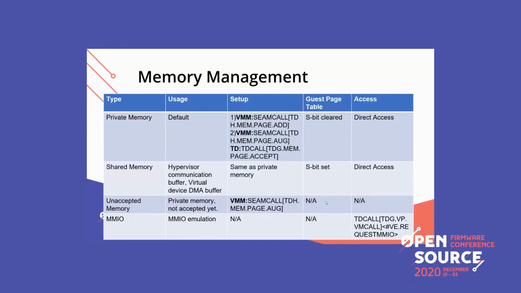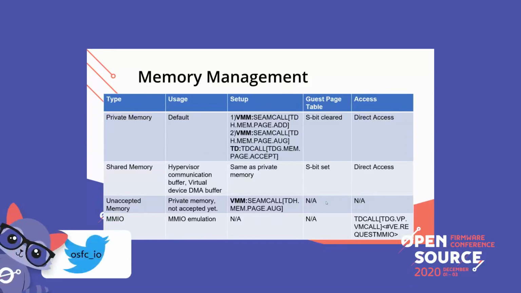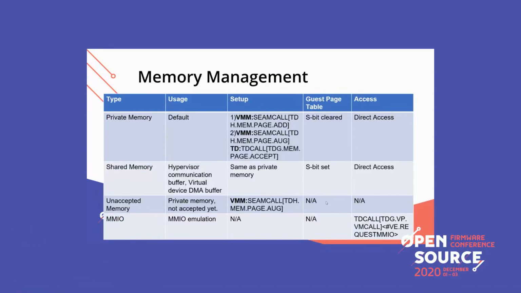There are two ways to create a private memory. The first is that the VMM builds a TD, and the VMM can use a SEAMCALL page add to add a memory page for the TD. Then this memory is a private memory. The second way is that the VMM can use the SEAMCALL page aug to declare a memory page for the TD. Then the TD needs to use a TDCALL page accept to accept this one. Then this memory becomes a private page. The TD can access that private memory directly.